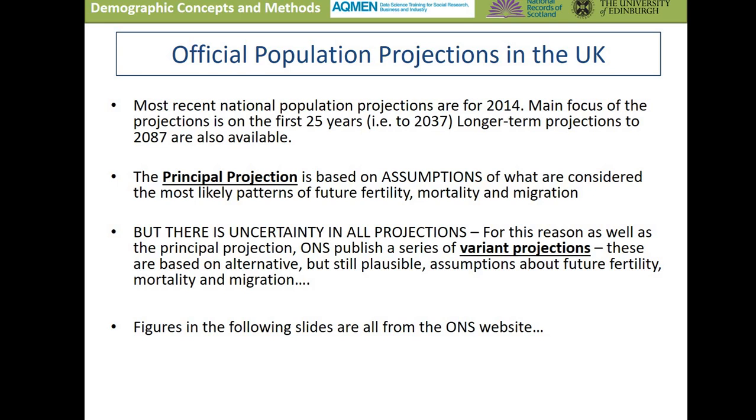National statistical agencies tend to produce a principal projection, and this is based on an assumption of what is considered the most likely patterns of fertility, mortality and migration in the future. But there is clearly uncertainty in all projections, and for this reason all of the national statistical agencies, including the Office for National Statistics, produce a series of variant projections based on alternative but plausible assumptions about fertility, mortality and migration.